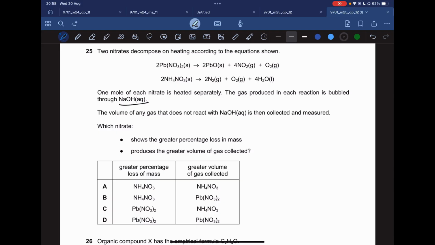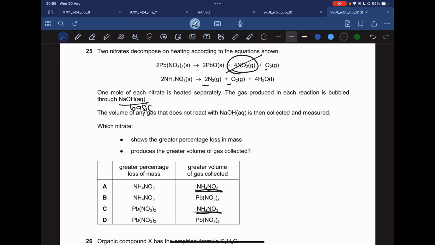So this is a basic solution. Out of all these gases, it will react with only NO2, so that gets reacted out. All the other ones are inert and will just pass through. So we're looking at the oxygen of this, the N2 of this, and the oxygen of this. Because the nitrogen dioxide got reacted out, which one will have the greater volume of gas? It's pretty obvious because you have 2 and 1, and that's only 1, so it has to be NH3.